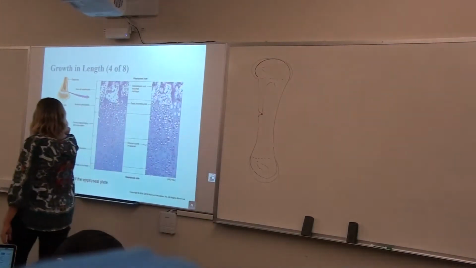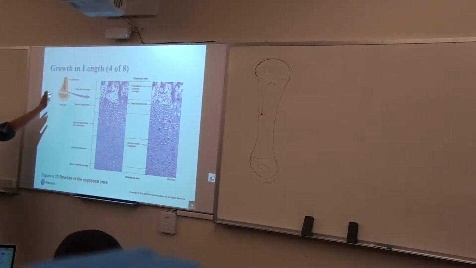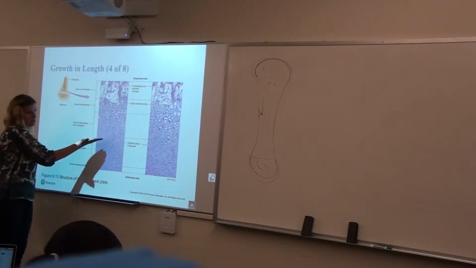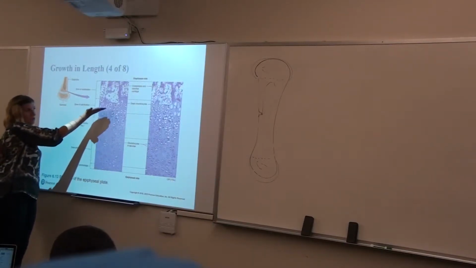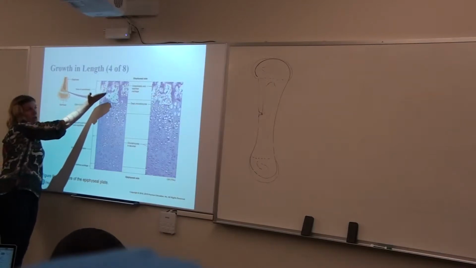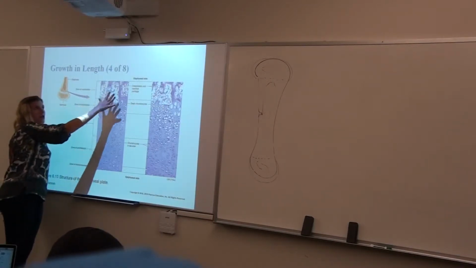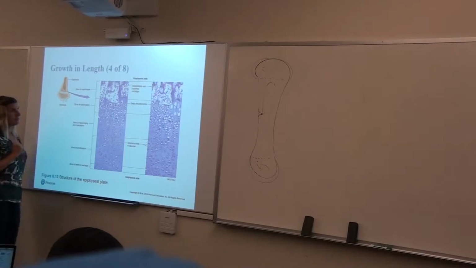So this is just the micrograph view of the epiphysis itself. There's a lot going on, and what's happening is these cartilage cells, these chondrocytes, right, are being recruited and surrounded with calcium and turned into osteoblasts.